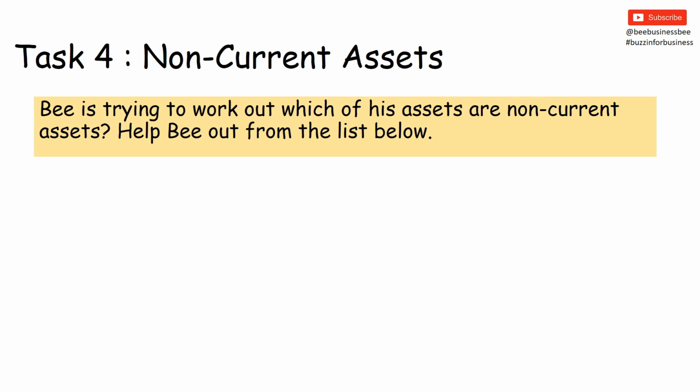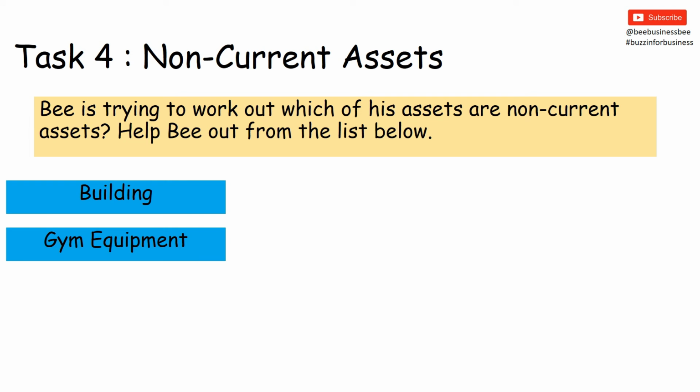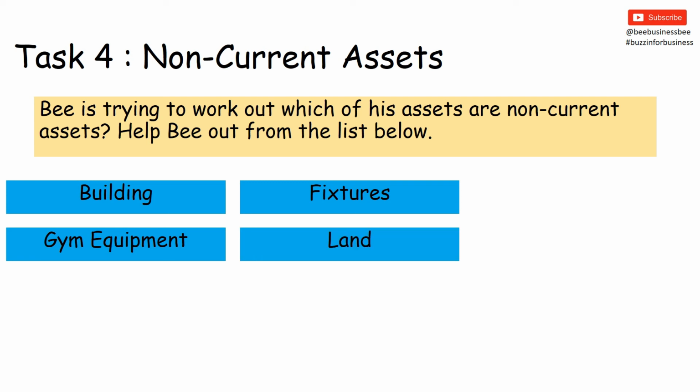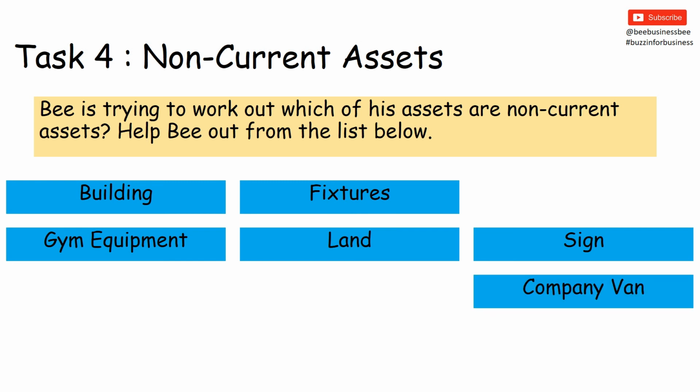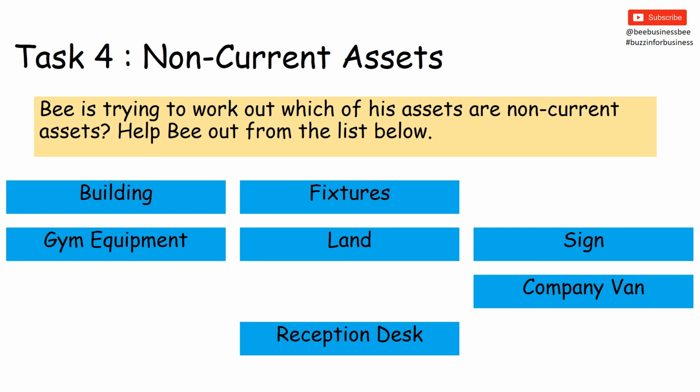Okay, let's take a look at the answers. So, the building, for example, is going to take longer than a year to turn into cash. The gym equipment potentially would take longer than a year to turn into cash. The fixtures and fittings would take longer than a year to turn into cash. The land would take longer than a year to turn into cash. And the sign potentially would be very hard to just sell and turn into cash, because obviously it's a sign for the business. The company van, again, would probably take longer than a year to turn into cash. Even the reception desk would probably take longer than a year to turn into cash.